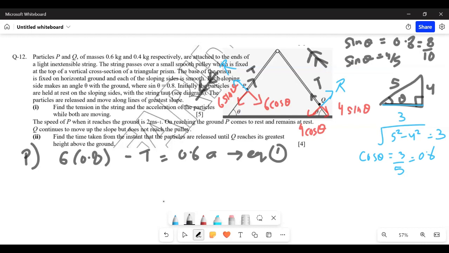Then for Q, it's going to be forward is going to be T minus backward is going to be 4 sine theta.